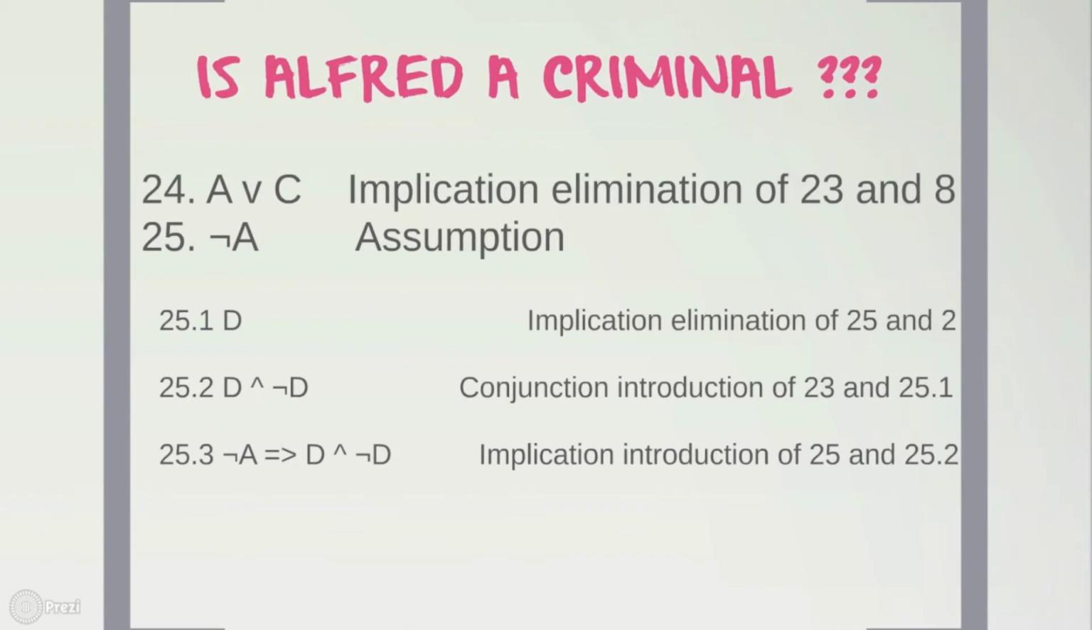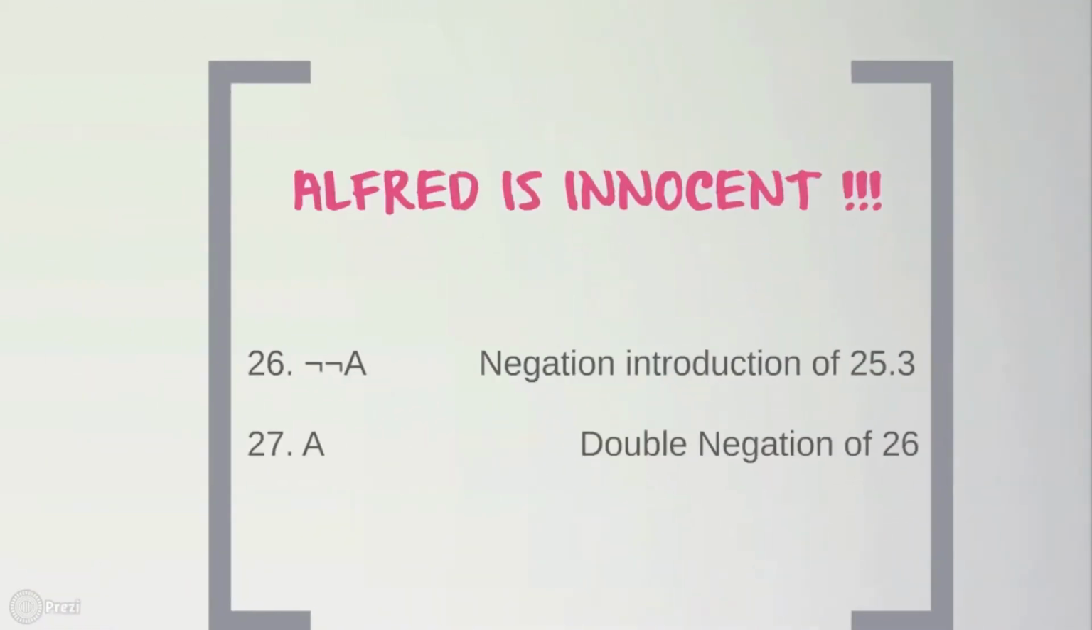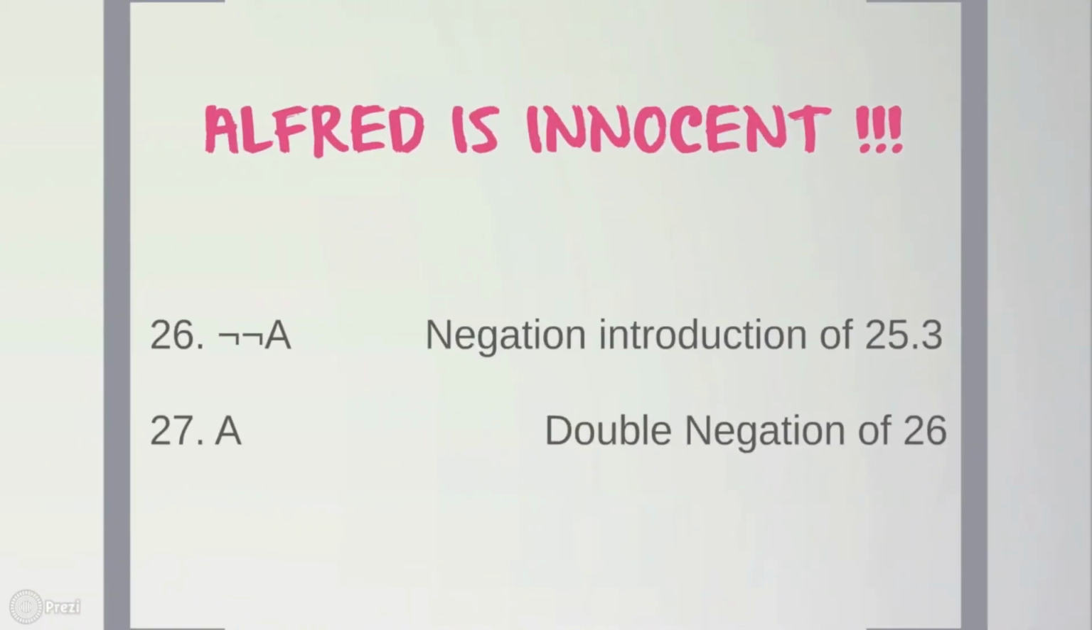And then since we have not D, and from premise we know not D implies A or C. And then we assume not A. From our premise that not A implies D. But we have not D already previously in our natural deduction. Hence, this is also a contradiction, and not A is wrong. Hence, A is not a criminal, and he is innocent.